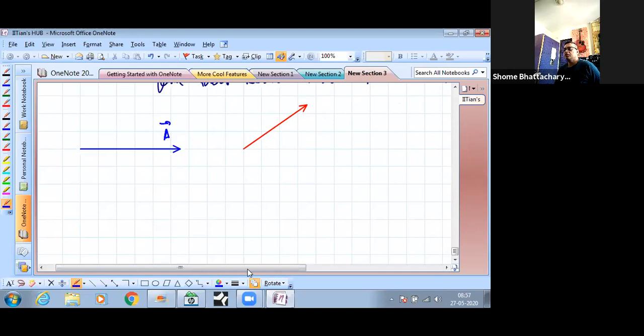This is a vector A and this is the vector B. And if we were to extend this direction along this, see this is angle theta. So magnitude of the vector A is a known quantity, magnitude of the vector B is a known quantity, and the angle theta is known. Now how would we find the resultant sum of the two vectors?